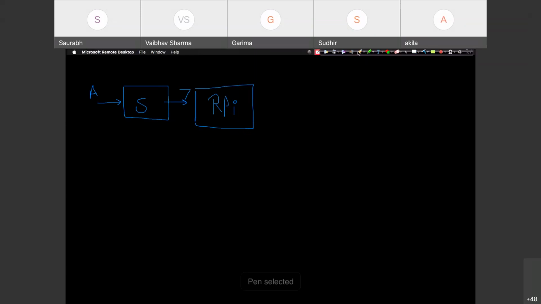Or 2 more pins, VCC and ground. So VCC, ground, and output pin. So this output is fed into this pin number 7 of Raspberry Pi. Okay, this is what we have, a small set of connections, and let's try to write the program.